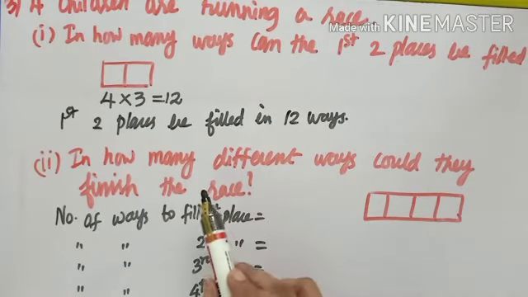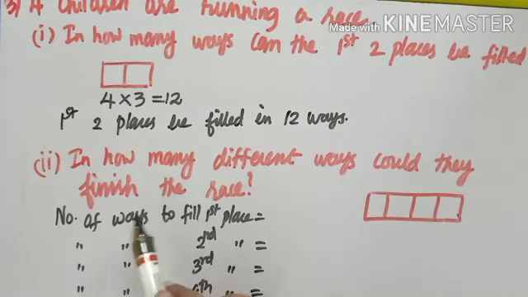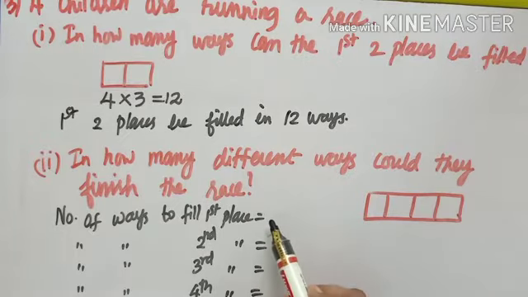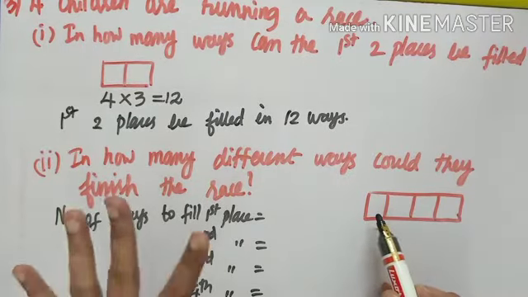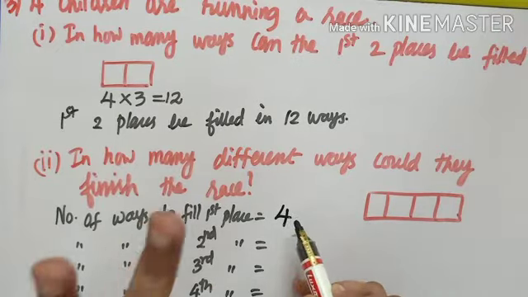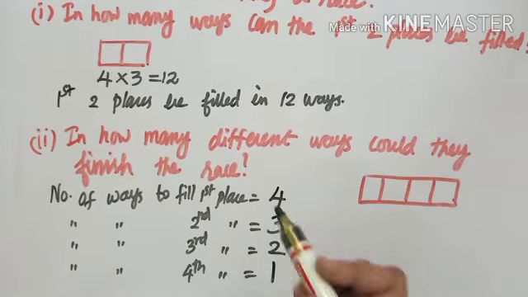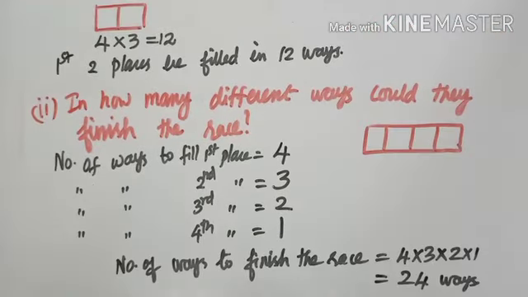Second subdivision, in how many different ways could they finish the race? How many are running? 4. Out of the 4, number of ways to fill the first place: any one will come, so 4. Then remaining only 3. Second place by 3, third place by 2, fourth place by 1. So the total number of ways will be multiply all and write it. Number of ways to finish the race, 4 into 3 into 2 into 1, that is 24 ways.